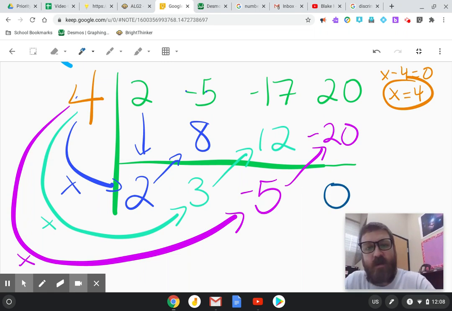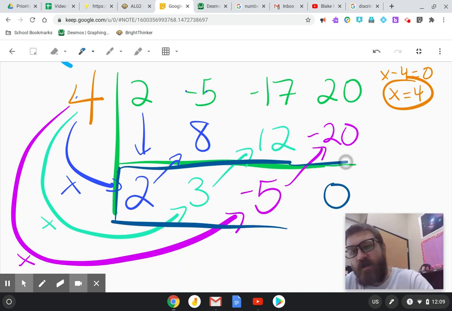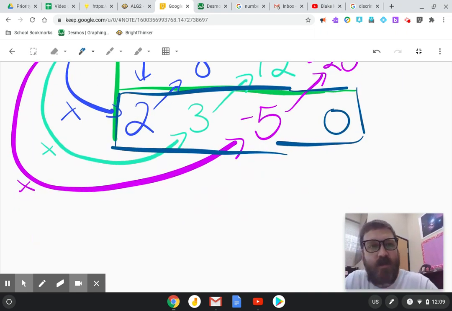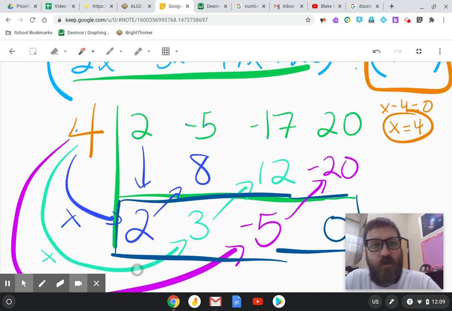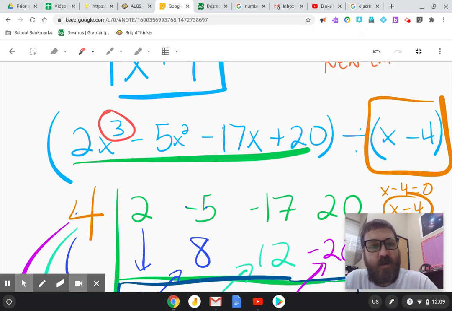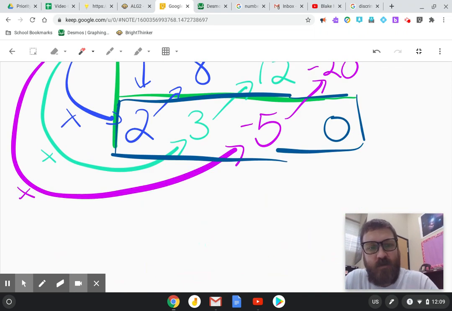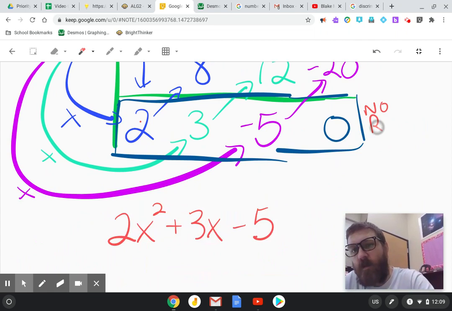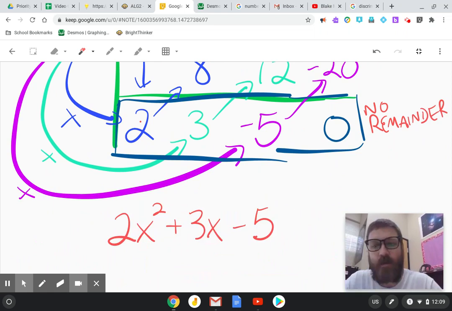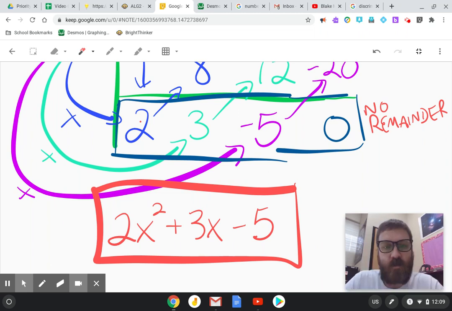So then we've gotten our final situation here, and all we have to do is rewrite it back as an expression. Because my initial first term was to the third, my new answer is going to have 2x to the second, that's this, plus 3x minus 5. And then there is no remainder. We'll do an example in a second where there is a remainder. And so this is the whole expression.